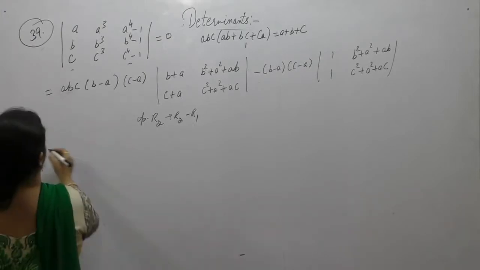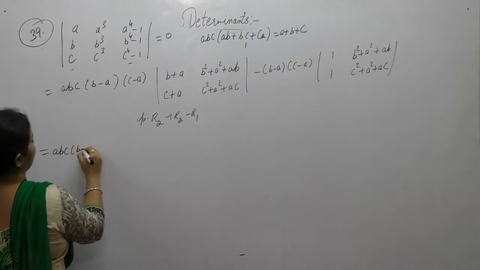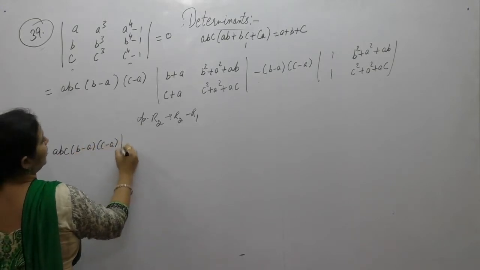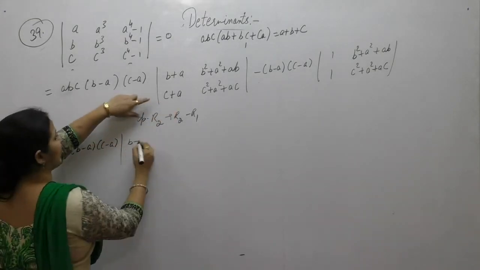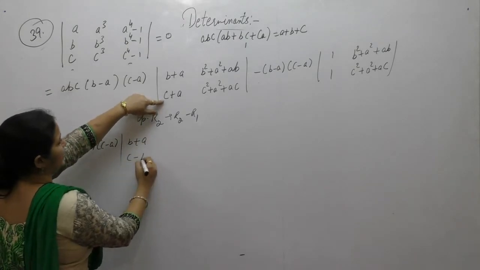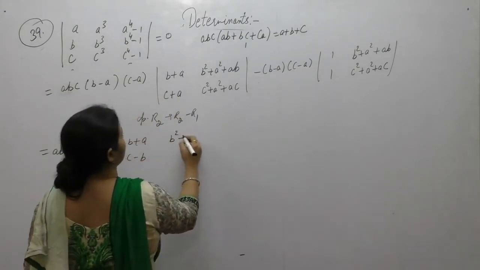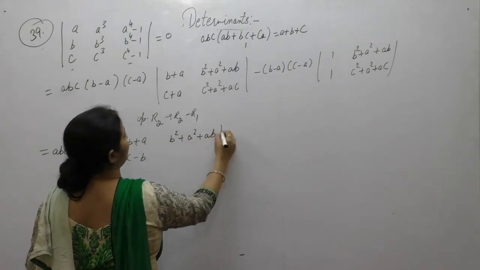Now we have to expand it. A, B, C, B minus A, C minus A. Operate R2 as R2 minus R1. C minus B, A will get cancelled. B square plus A square plus AB.